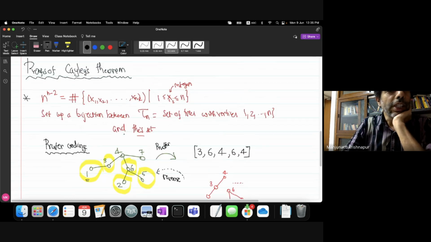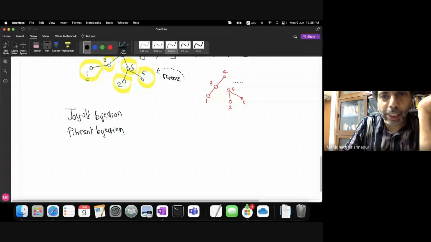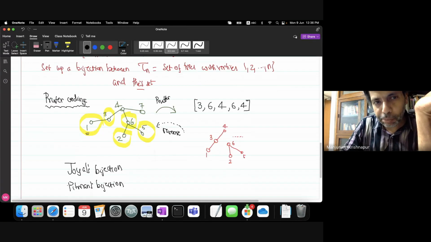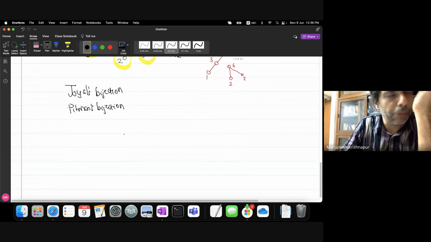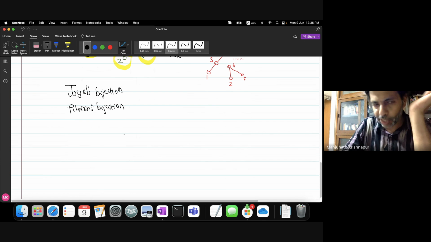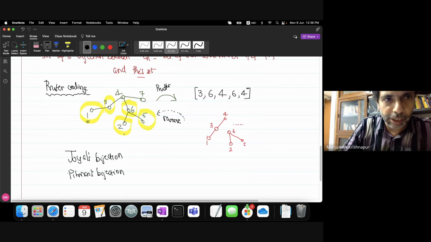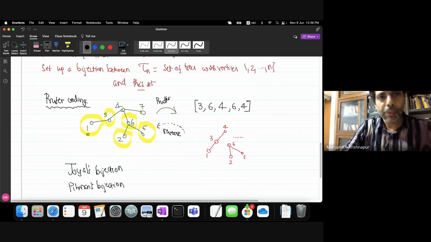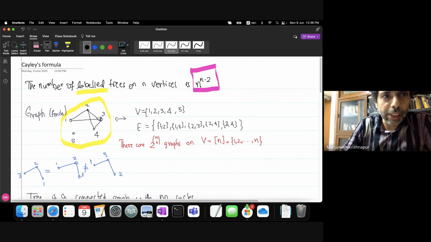Okay. So there is a famous book called Proofs from the Book. It's a book with a lot of interesting theorems with very elegant proofs. There, this topic is discussed, and Pitman's bijection and Joyal's bijection are described, if I remember correctly. This is a long time ago, but I think this theorem is there and described. So this is one approach to the proof of Cayley's theorem.